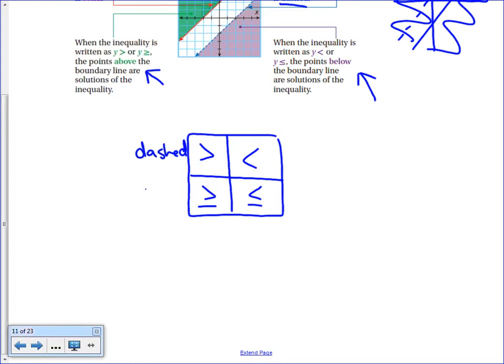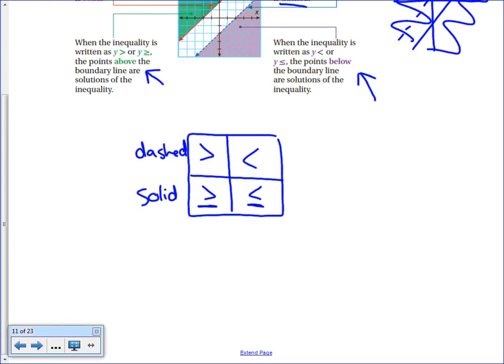If it does have the line underneath, it's going to be a solid. So the top row, I'm going to draw a dashed line, and the bottom row, I'm going to draw a solid line. I like to think of it, if there is a solid line underneath, like this and this, that means I'm going to make a solid line.